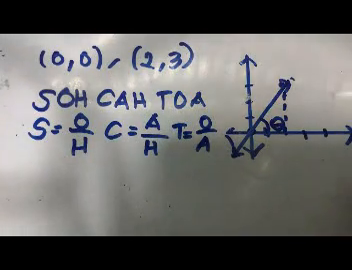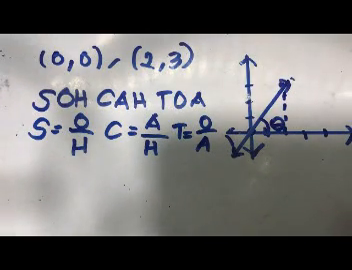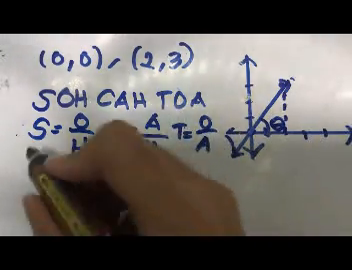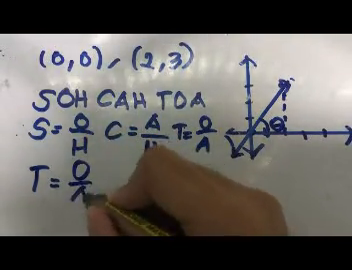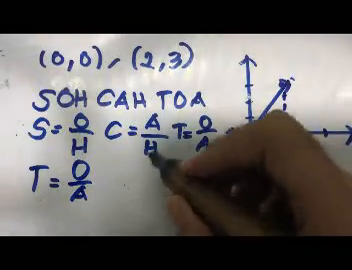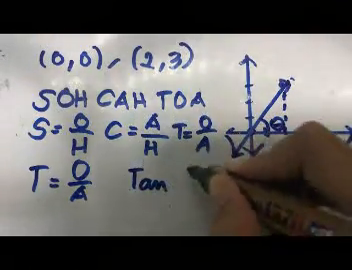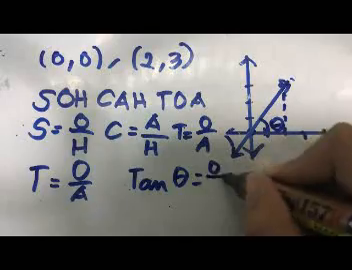So in this triangle, we don't exactly have a hypotenuse. So what we can use is only the opposite and the adjacent. So we are going to use tangent. So tangent equals opposite over adjacent. So you can say that tangent theta is equal to opposite over adjacent, right?